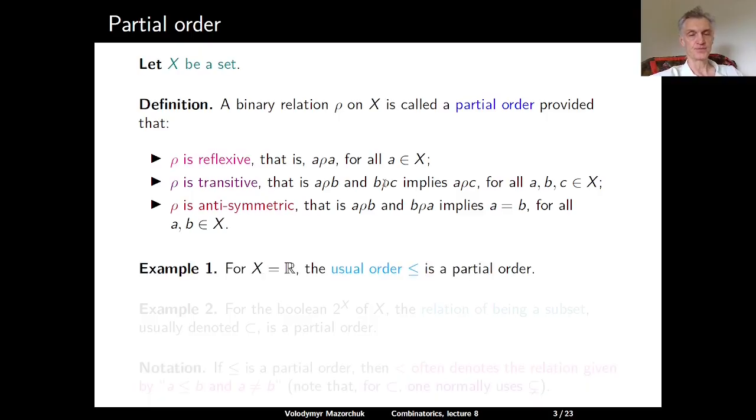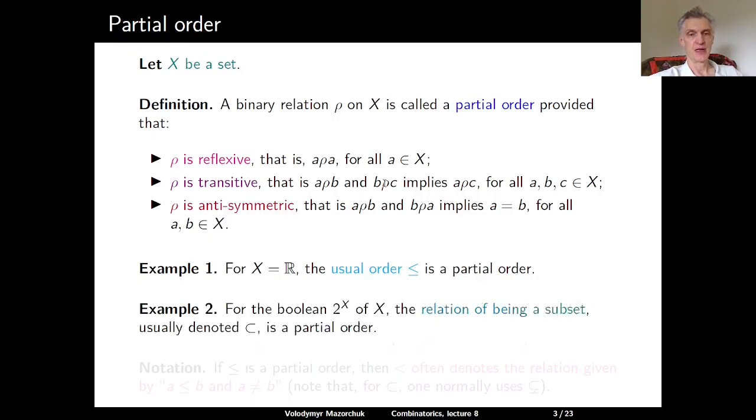Example 1. If we take as X the set of all real numbers, then the usual order less than or equal to on the set of all real numbers is a partial order. Example 2. If we have a set X and consider the set 2 to the power X of all subsets of X, the so-called Boolean of X, then on this Boolean we have the relation of being a subset. This is a partial order.